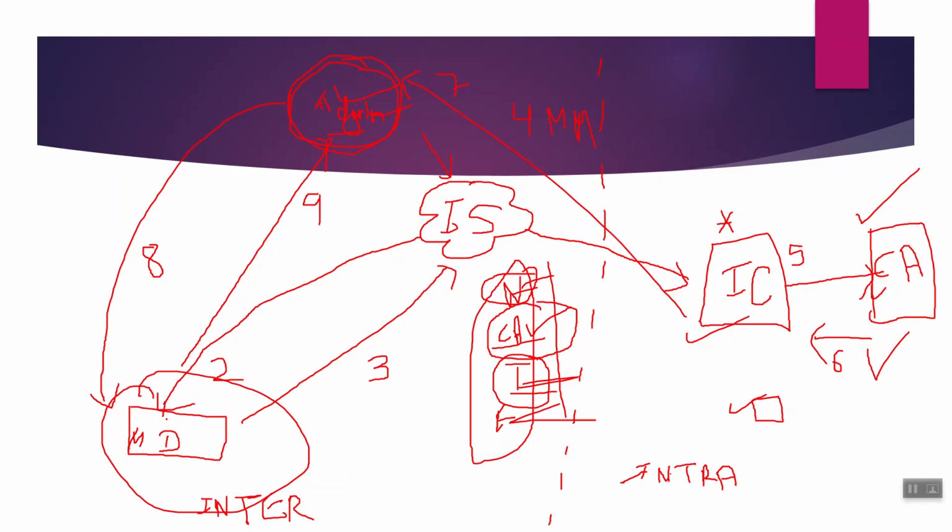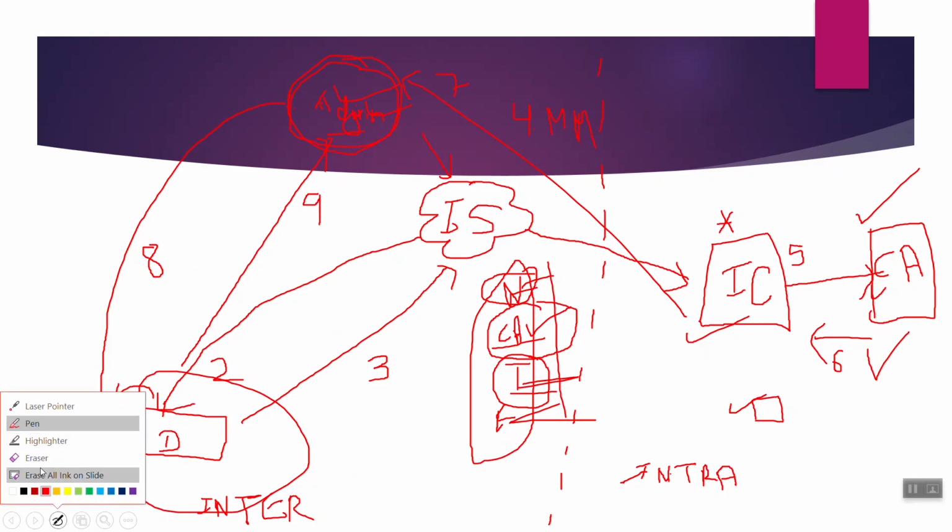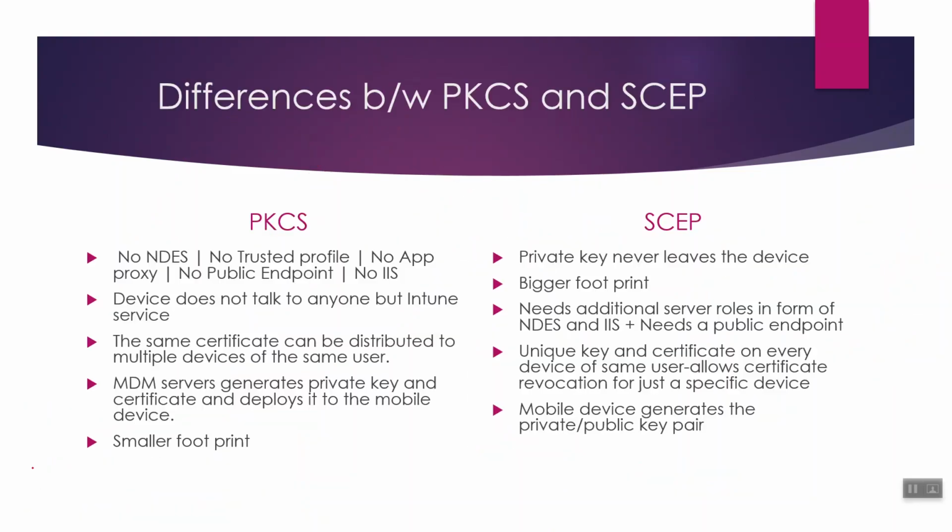The certificate then travels from the Intune connector to the Intune portal under step 7, and then the Intune portal delivers it to the device. The device then installs the certificate and then reports back.